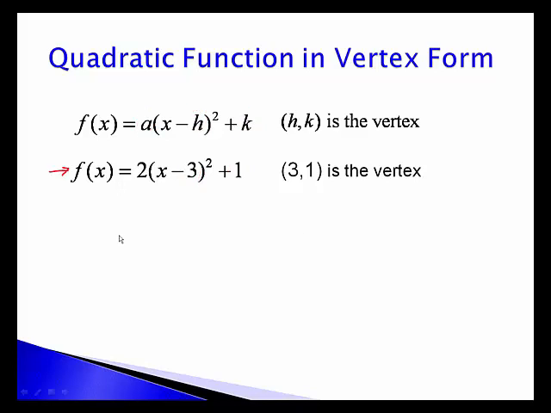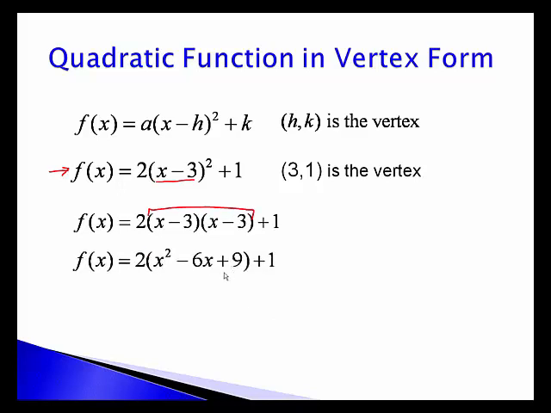So we're going to convert this quadratic function that is in vertex form back to standard form. To do that, we would need to FOIL this right here, x minus 3 squared. So I'm going to write it out as 2 times x minus 3 times x minus 3 plus 1. I will then FOIL this right here.